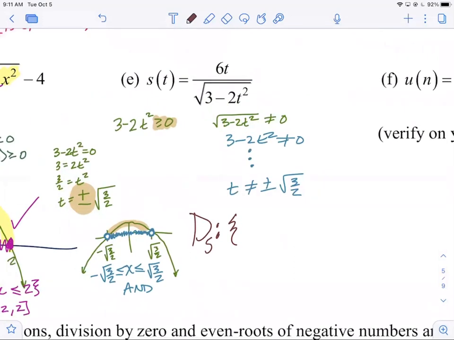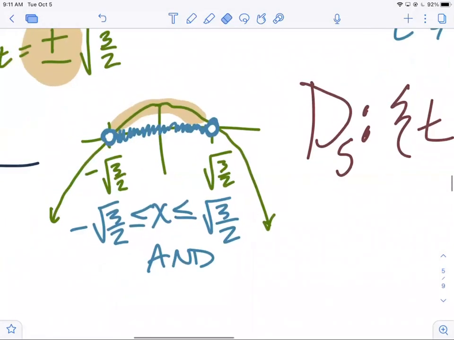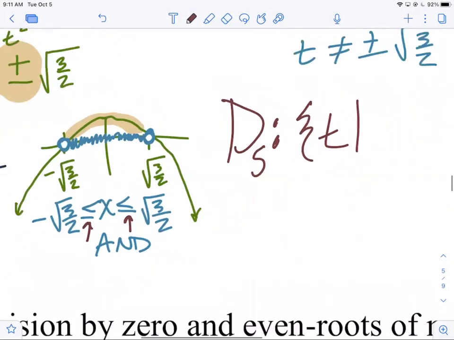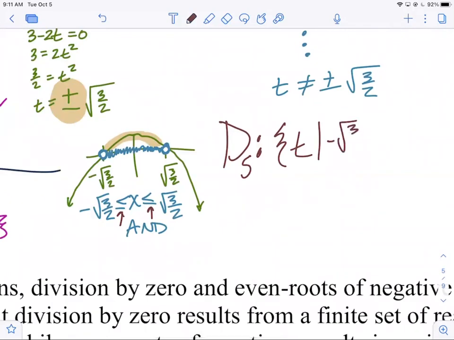D sub S is the set of all what? X or T? T, right? Such that T, well, if we're going to do it as an inequality, remember all we have to do is take away these equal signs over here. Okay, so it'll be negative square root of 3 halves, strictly less than t, strictly less than square root of 3 halves.